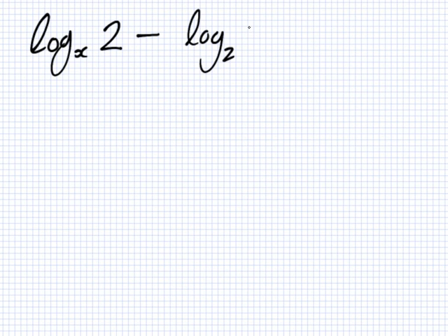I'll do one and then I'll let you try one. So we'll have a couple of log equations. We'll have log base x of 2 minus log base 2 of x equals 3, and we want to solve this for x. So what's the first thing I should do here?